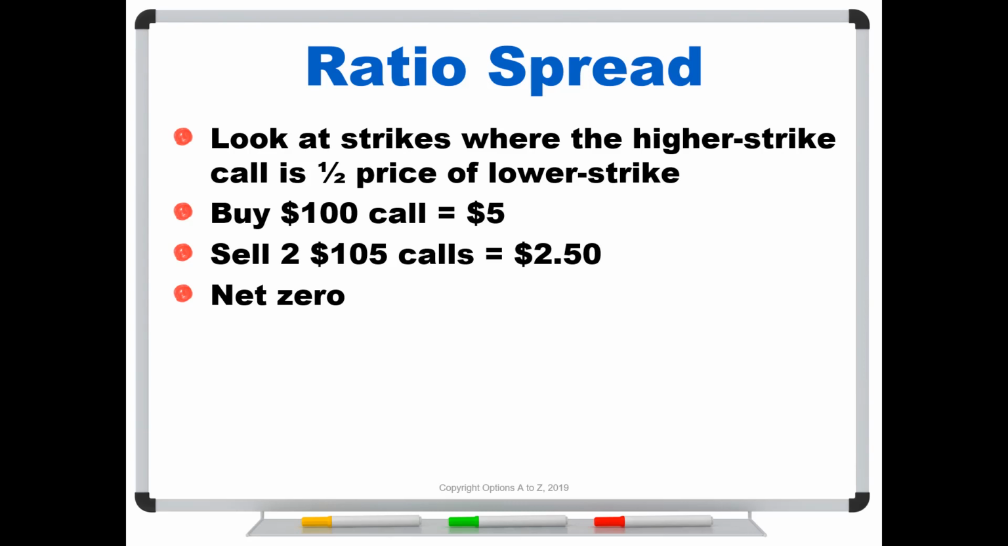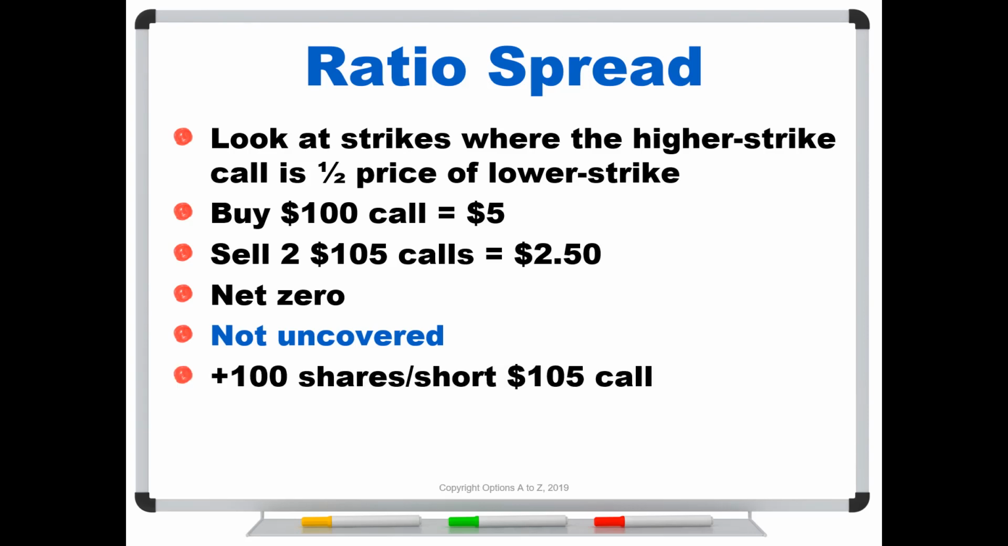And that's because I spent 5 for the $100 call, but I also collected 5 in total by selling the 105 calls. But what's interesting about this is that if I use a ratio spread in conjunction with long shares of stock, it is not uncovered. And that's because I could look at it in a different way. My long 100 shares is covered by the first short 105 call, but then I also have the $100 call that could also be paired with that second short 105 call. So both of those 105 calls are covered, one by shares, one by the long call.